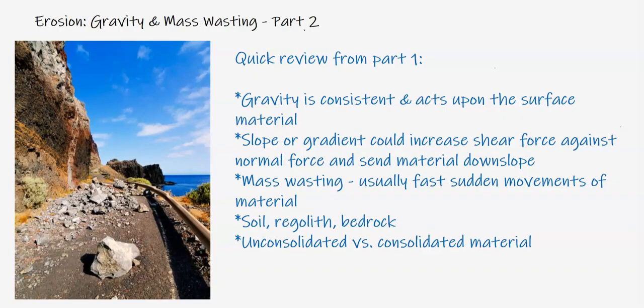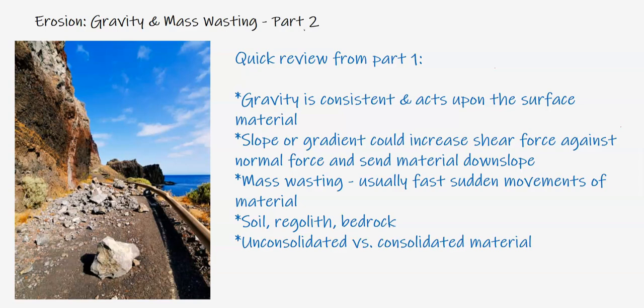So a quick review from part 1. Gravity is consistent. It's 9.8 meters per second squared acceleration, which acts upon the surface material evenly, pretty much around the whole world. And slope and gradient, which is basically where the ground is not flat, will increase the shear force against normal force, and thus, based on the slope strength, will send material downslope, again under the force of gravity. Mass wasting is a general term for most of these movements, but generally the fast and sudden types, whereas mass movement is more of a generic term, which also is landslide, a generic term.